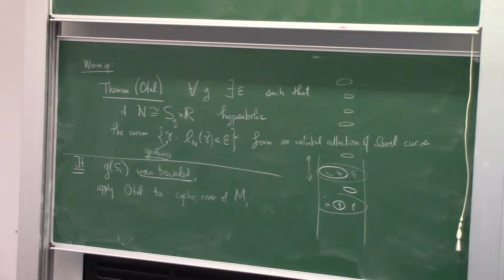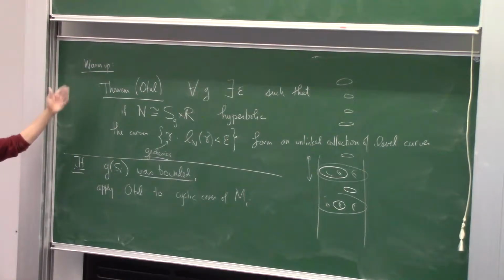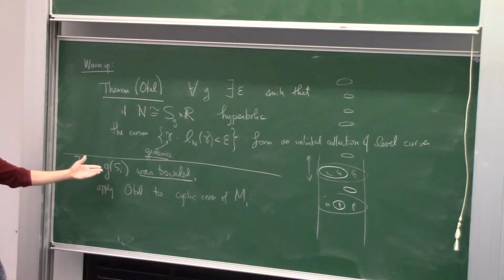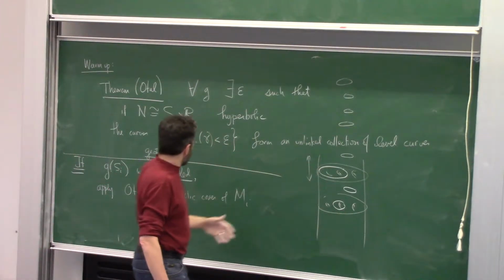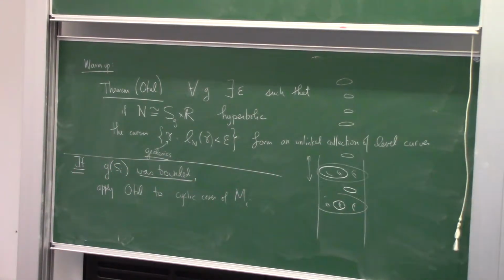So let me try to tell you a little bit about that. Also note that in the case where the genus was bounded, we didn't get any vertical curves. Tall's theorem just produced horizontal curves. There were no vertical curves. So that's also an indication that this is not really the full story. Okay, so what do we do in general?